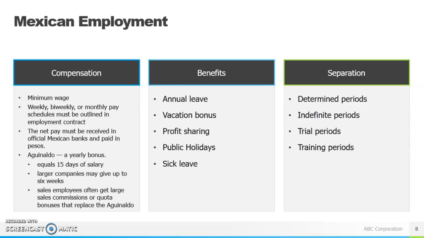Employees are also entitled to an aguinaldo, a yearly bonus. The aguinaldo typically equals 15 days of salary or more. There are also required benefits of annual leave, vacation bonuses, profit sharing, public holidays, and sick leave. At-will employment is not recognized in Mexico. Instead, employment is protected based on 4 ways of hiring: determined periods, indefinite periods, trial periods, and training periods. With indefinite periods, severance may be due at the end of employment. Determined, indefinite, and trial periods all have varying rules and consequences for termination of employment.